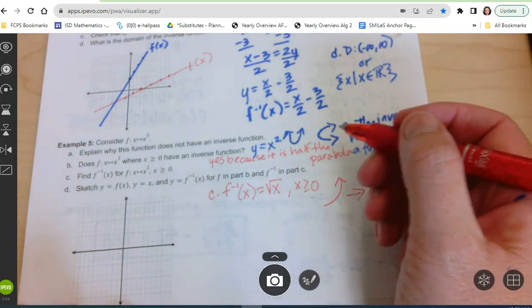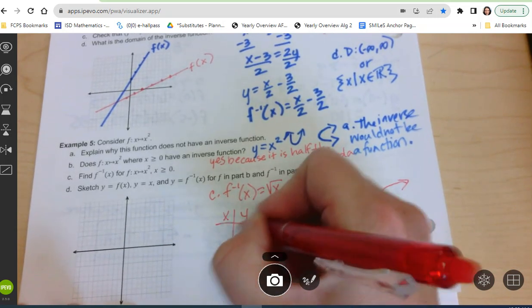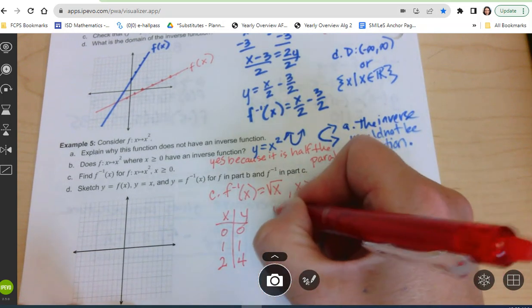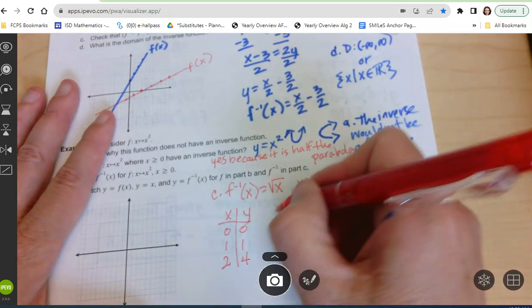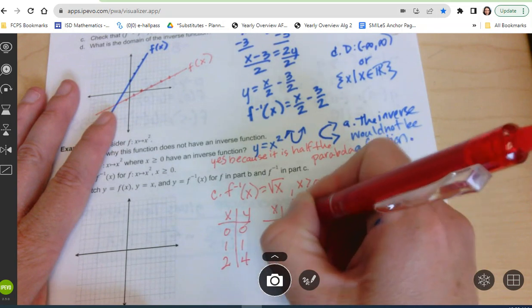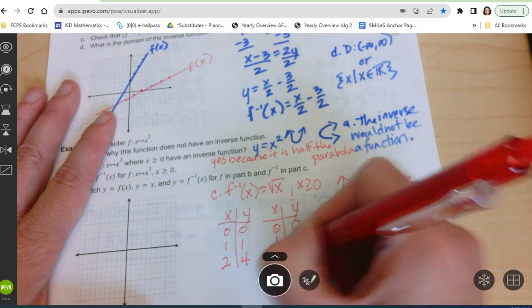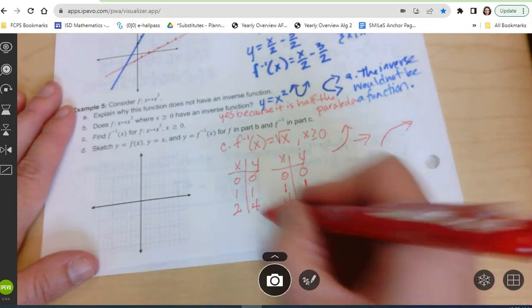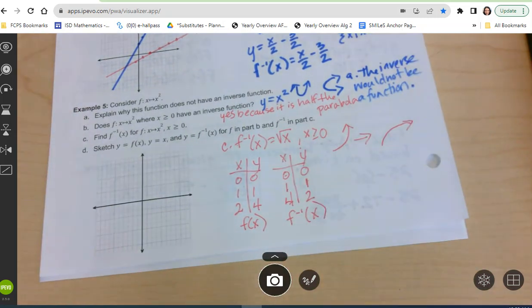So if I take my original points, let's see, 0, 1, and 2, and I squared them, 0, 1, and 4, does it work when I take the inverse and I switch the x and y? 0, 1, and 4, square root of 0 is 0, square root of 1 is 1, and square root of 4 is 2. It works. And then it says to sketch them, all right? So this here is my f of x, and this is my inverse. And so I am going to sketch these points.